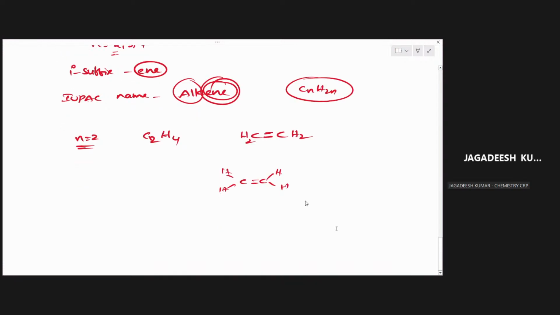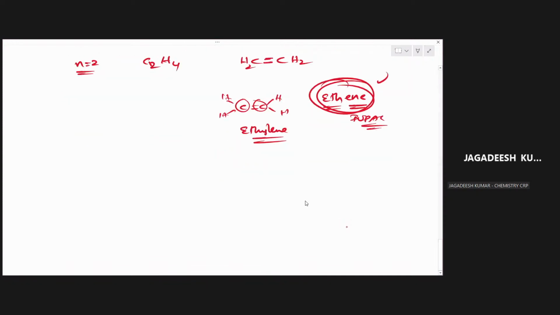So about alkenes, this is called eth. Eth is the root word, because it contains two carbon atoms. Root word eth and ene is the primary suffix: ethene. Some common names are also present for this. Ethylene we can also say. Ethylene is the common name, but ethene is the IUPAC name. So the IUPAC name is important.